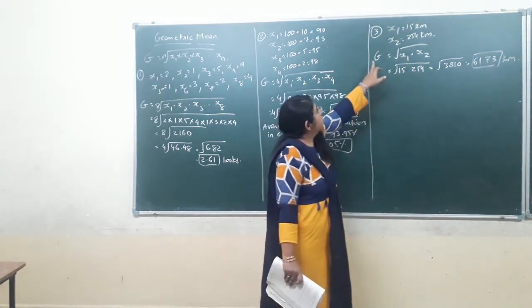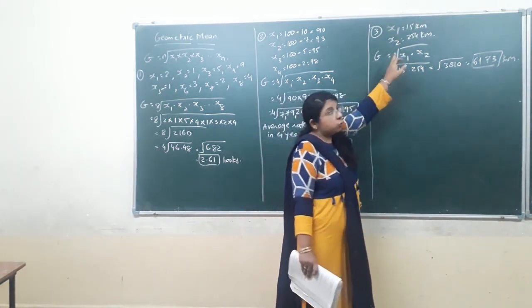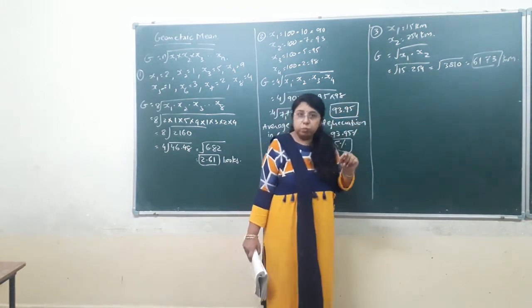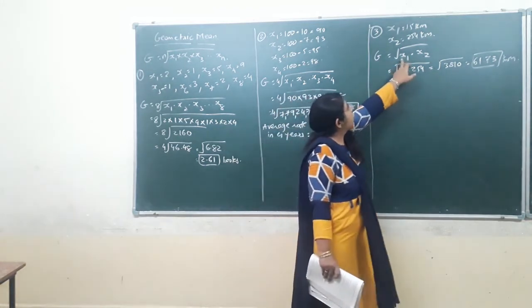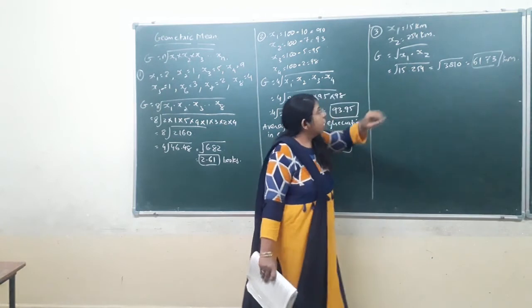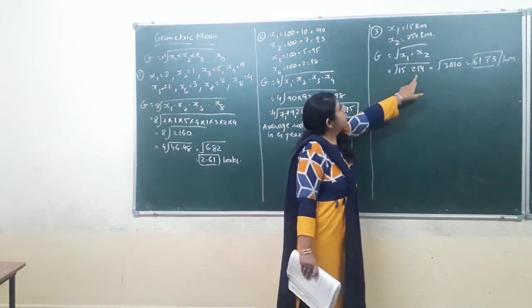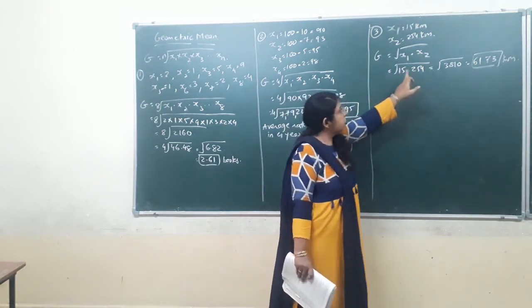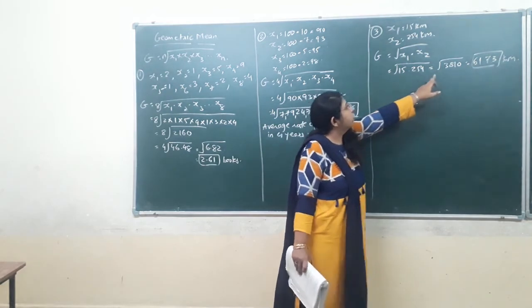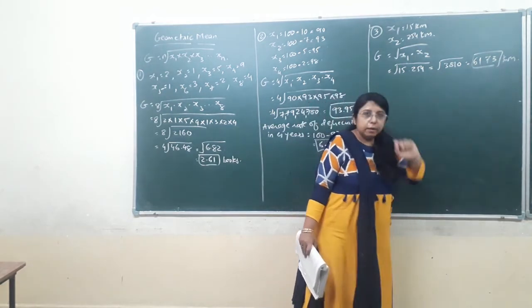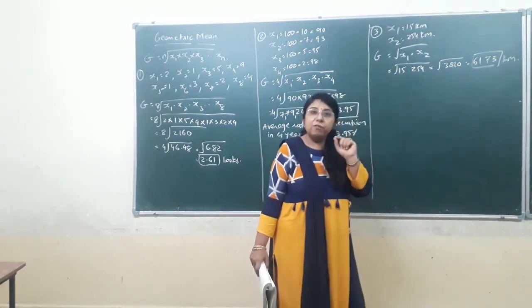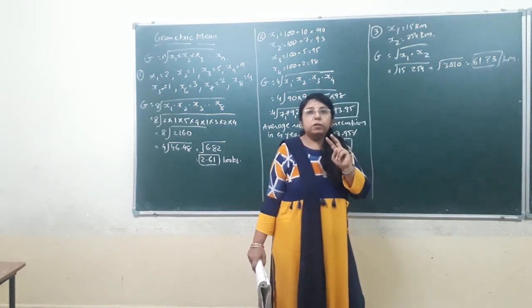Now G is equal to, over here n will be 2 only, because the n value is 2. So we have to find the square root of x1 into x2. Now x1 is 15 and x2 is 254. So 15 into 254 comes to 3,810. Over here we have to find the square root only once, because the n value is only 2.